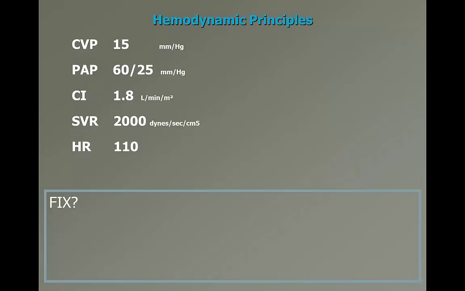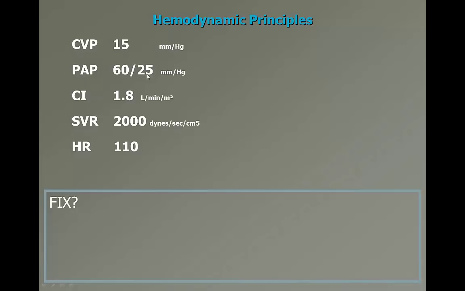Now let's look at this hemodynamic value listing. You can pause the recording and figure out what's going on and then determine what the fix should be. When we look at the values, you notice that the CVP is 15 and the pulmonary artery diastolic pressure is 20 to 25. Both of those are elevated.